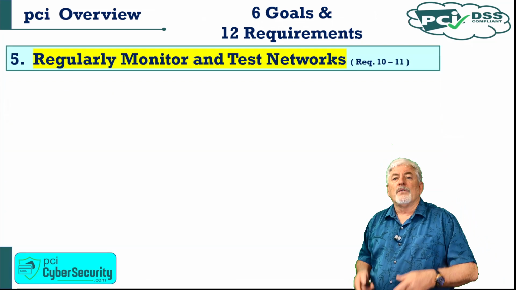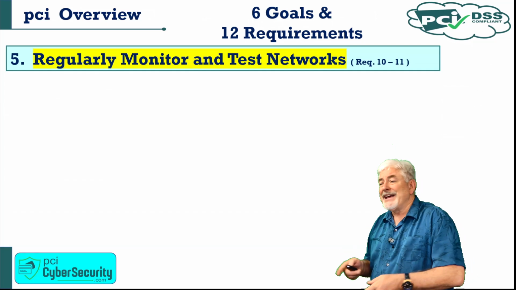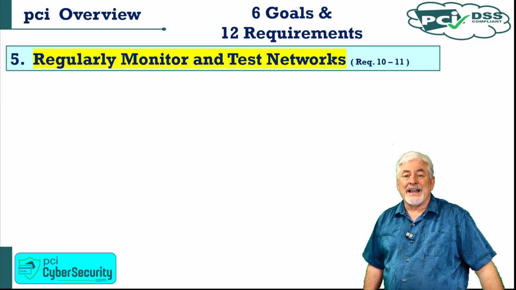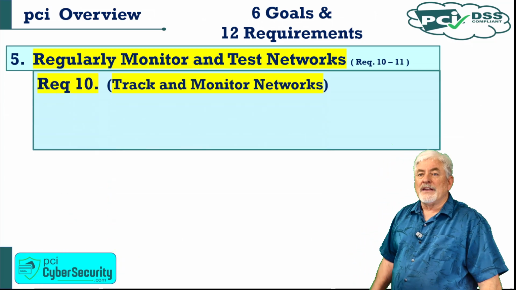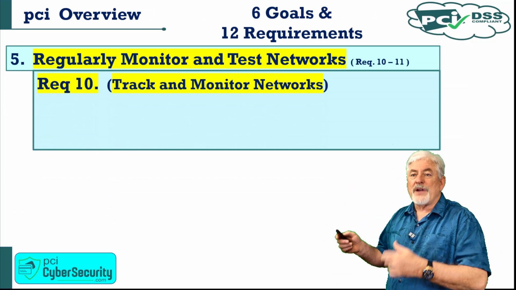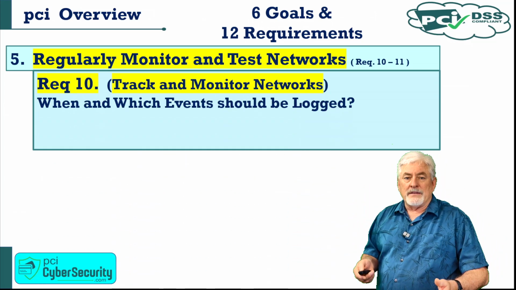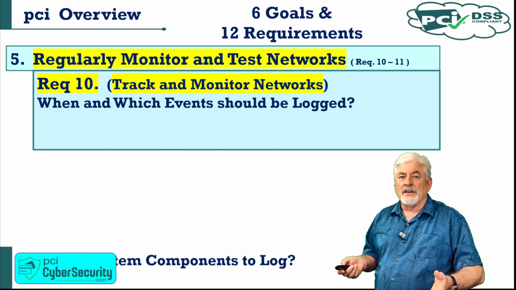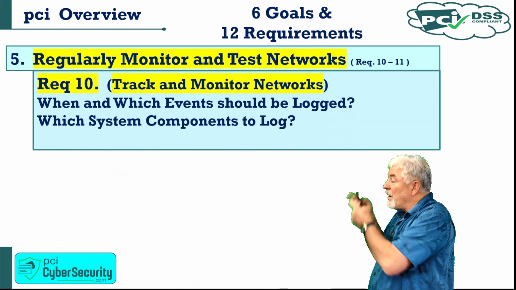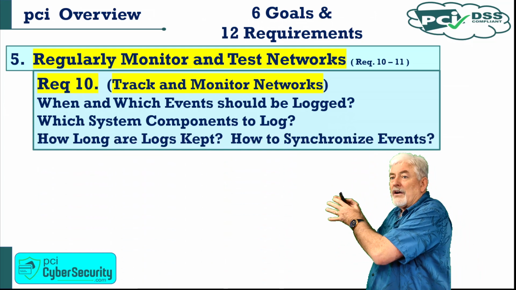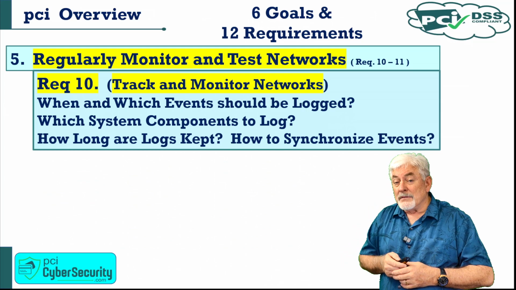All right, regularly monitor and test networks. This is the 5th goal, and it encompasses requirements 10 and 11. Requirement 10, track and monitor networks. Again, your quick little simple thing to remember: track and monitor networks. When and which events should be logged? That's one of the questions that we have to answer here. Also, which system components need to be logged? How long are logs kept?